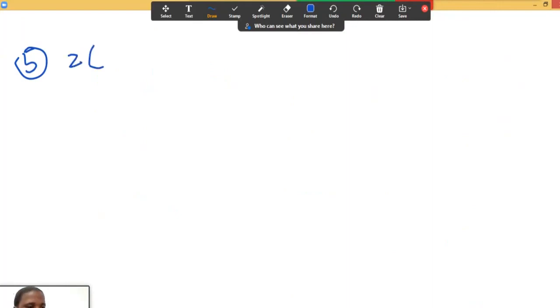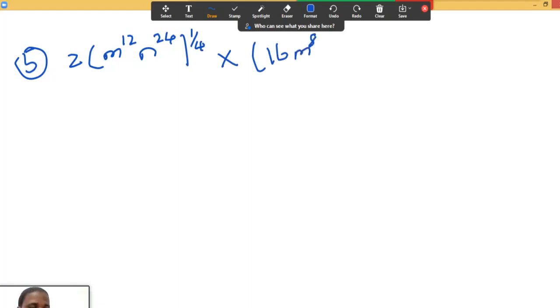This is 2 into m to the power 12, n to the power 24, all to the power 1 over 4, and then we have this multiplied by 16 m to the power 8, and then n to the power 12. It's all multiplied by half. Okay, then this looks somehow interesting.